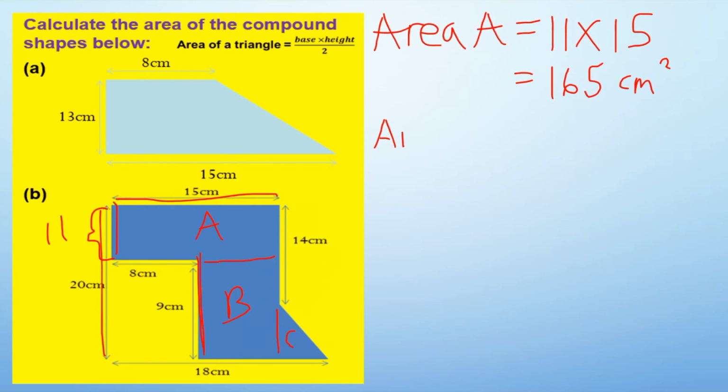Now area B is equal to 9. We have 9 over here, and we need to find the width. Here you can see there's 15 over here and 8 over here. To find this much, we have to subtract 15 minus 8, which will give us 7. And that means 9 into 7 is equal to 63.